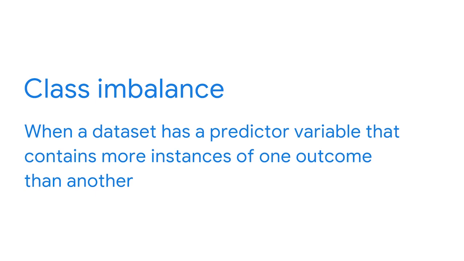A class imbalance is when a dataset has a predictor variable that contains more instances of one outcome than another. The class with more instances is called the majority class, while the class with fewer instances is called the minority class. It's extremely rare for a dataset to have a perfect 50-50 split of the outcomes. There is normally some degree of imbalance.